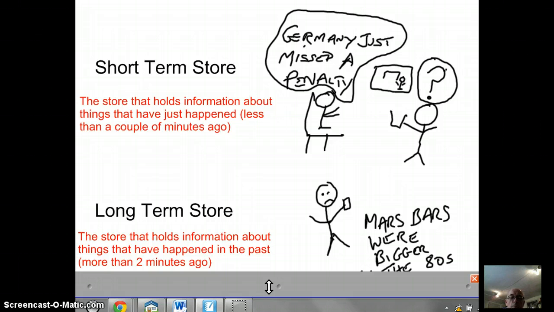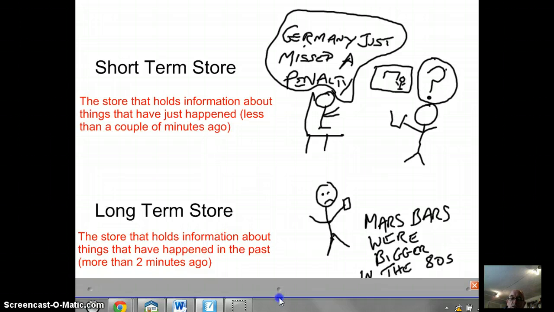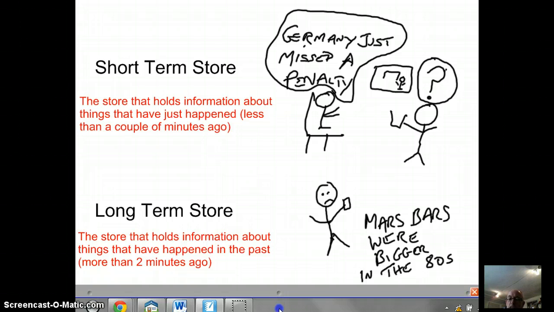You might remember losing a balloon when you went to the park or you went to a fair when you were very young. You might remember something you did last week. All of those things are information and all that information is held in our long-term memory store. I personally remember how much bigger Mars bars were in the 1980s when I was a very young boy.